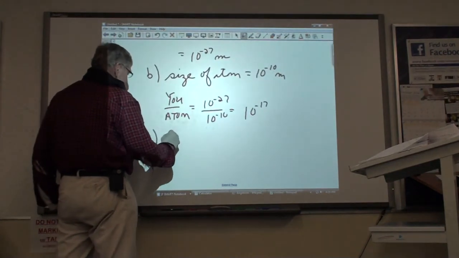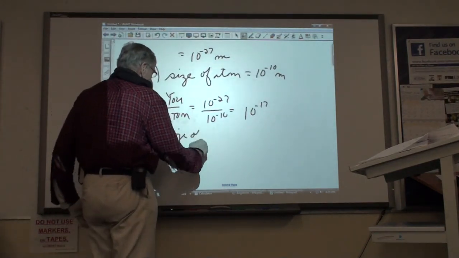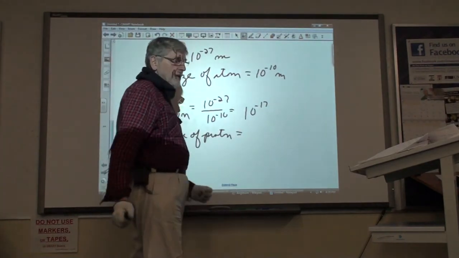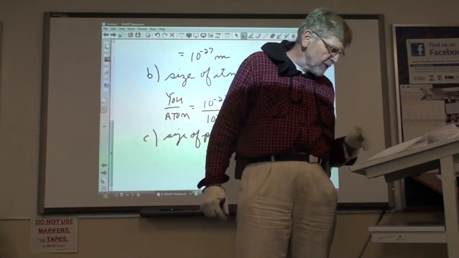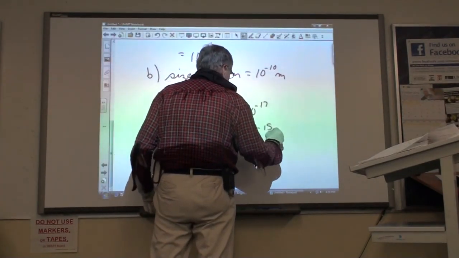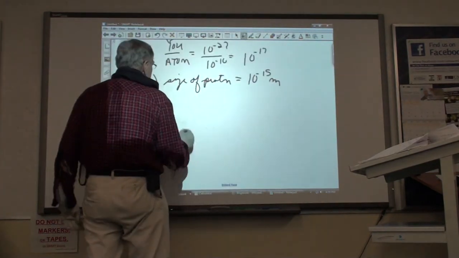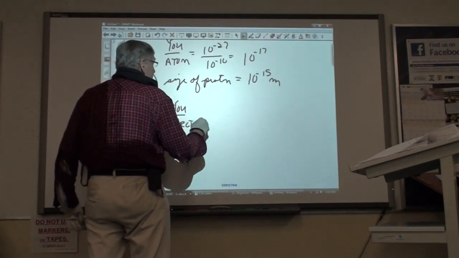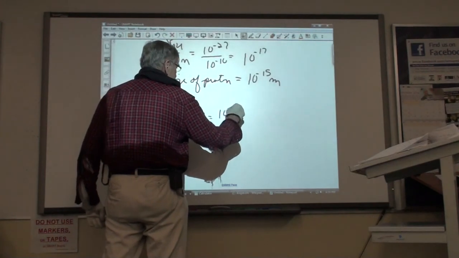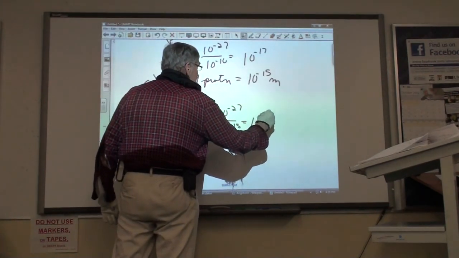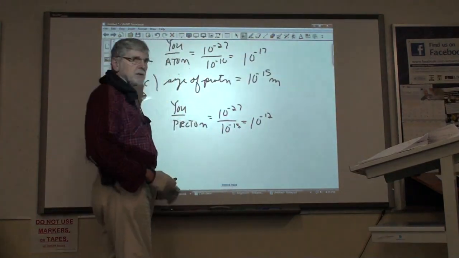See, compared to the size of a proton. So again, you look up on Google the size of a proton, and the size of a proton is 10 to the minus 15th meters. So you compare you to a proton, and you are 10 to the minus 27, proton 10 to the minus 15, so you are 10 to the minus 12 times smaller than a proton.